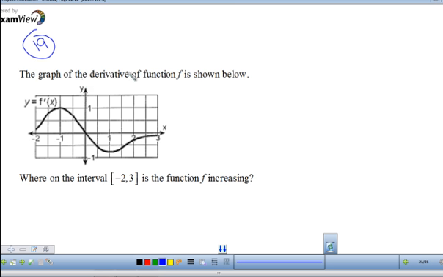The graph of the derivative of the function is shown below. So again, we're looking at the derivative of the graph. Where on the interval from -2 to 3 is the function increasing? So the function is increasing when my derivative is positive. So it has to be above the x-axis. So it's only above the x-axis between -2 and 0. So this is the part where it's increasing because it's above the x-axis.